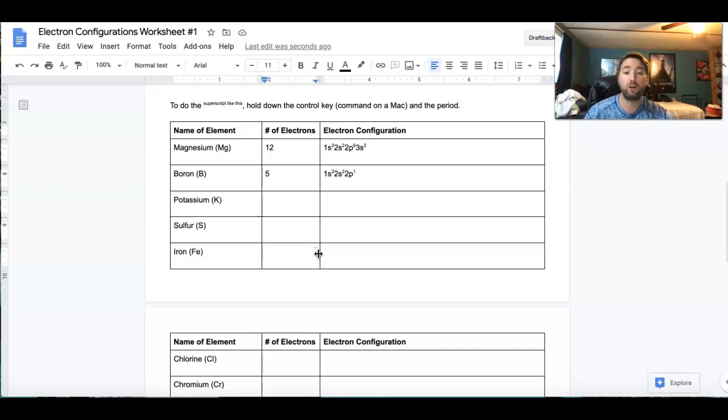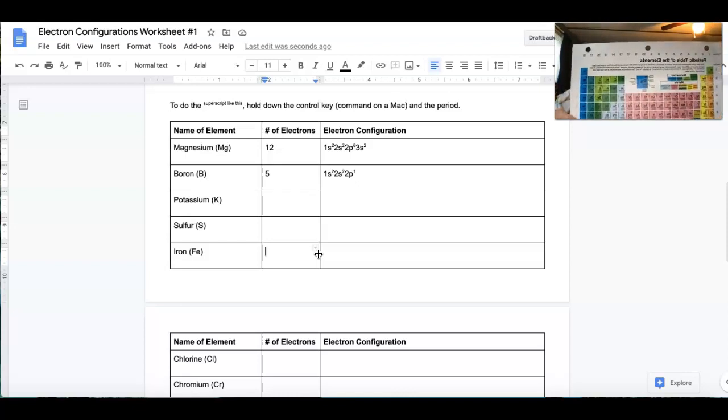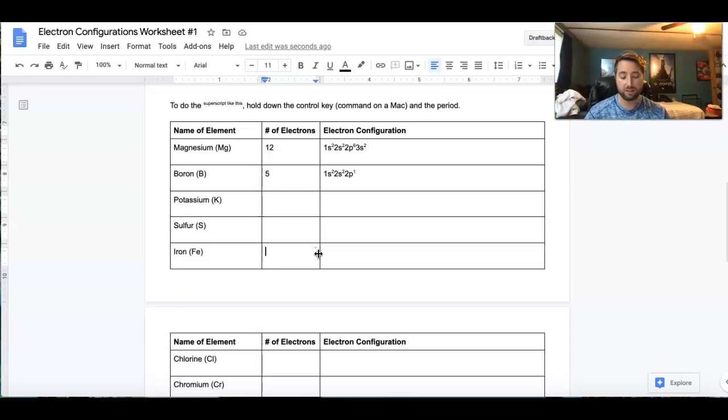All right, so if we look up iron on the periodic table, it's Fe. So I'm going to look up iron here on my periodic table. All right, and it's in the transition metals, and I found it. It is number 26 on the periodic table. So I'm going to put 26 here like that. So I've got 26 electrons to give out.